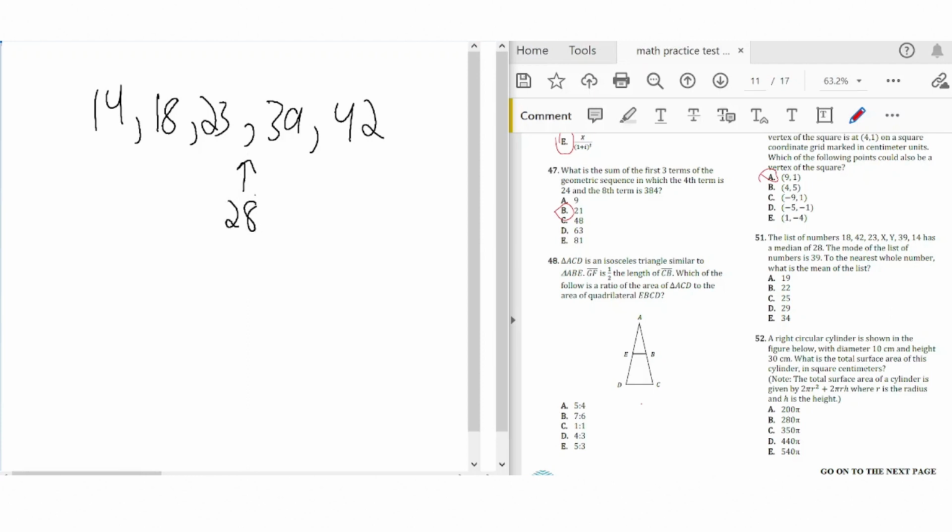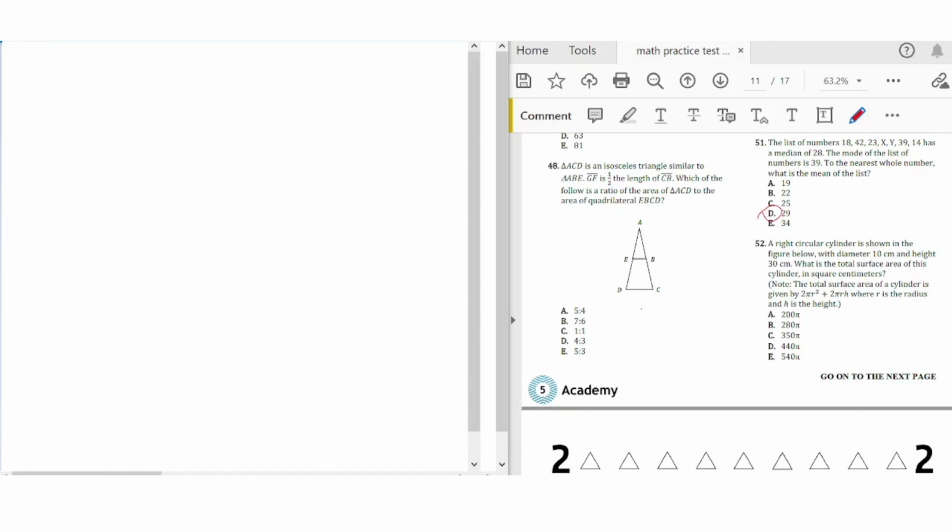Now, the mode is going to be 39. Now, 39 is going to go right here. And we've just solved for both x and y. Remember, 39 has to be y, or x, whatever one you picked, because it has to appear twice. It has to be the most often. Now, in order to find the mean of the list, all we have to do is add all of these numbers together and then divide by the number of numbers, which is 7. So we're going to do 14 plus 18 plus 23 plus 28 plus 39 plus 39 plus 42 gives us a sum of 203 divided by 7 is a mean of 29.